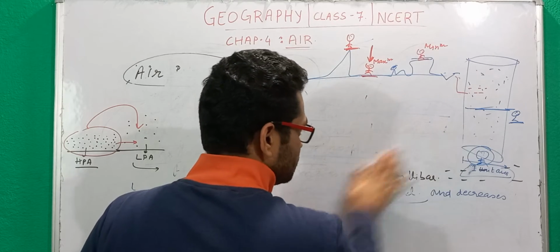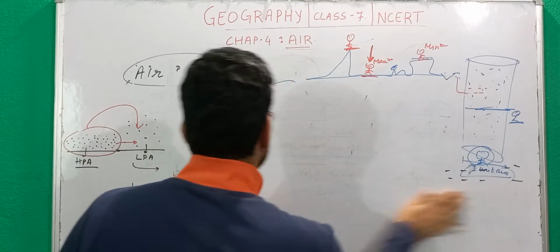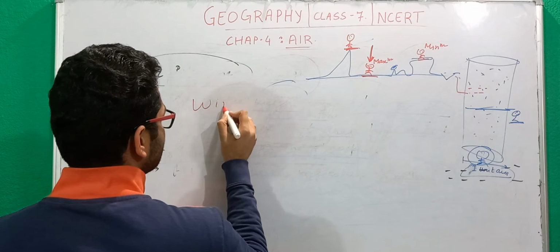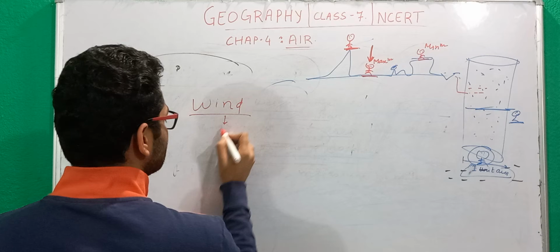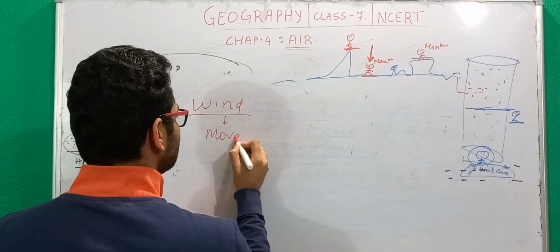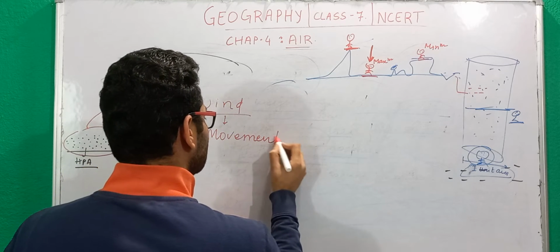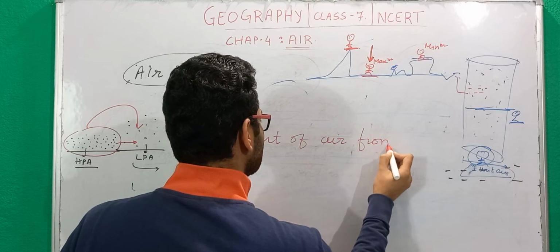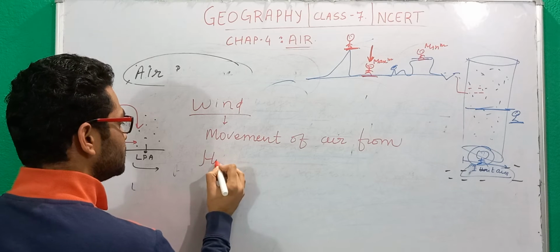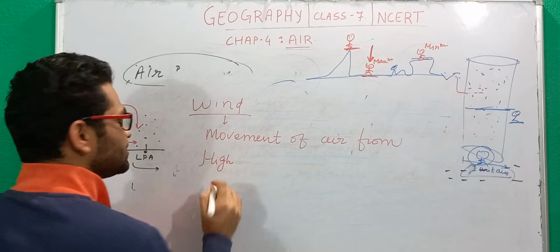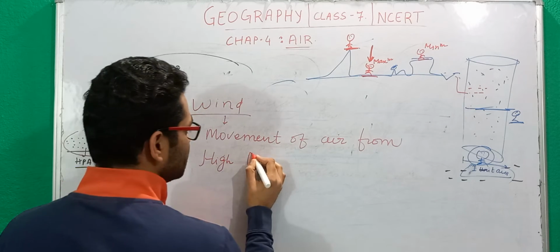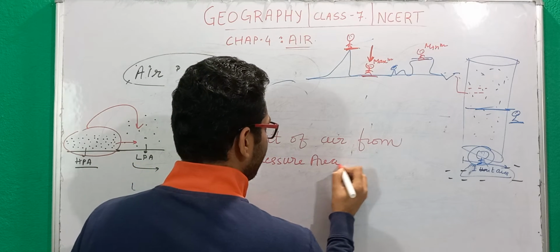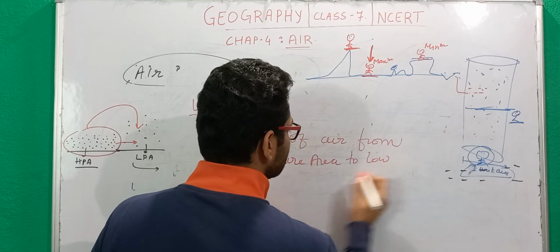So when I say wind, I have already told you, what is this? This is movement of air from high pressure area. Just write it down, high pressure area, to low pressure area.